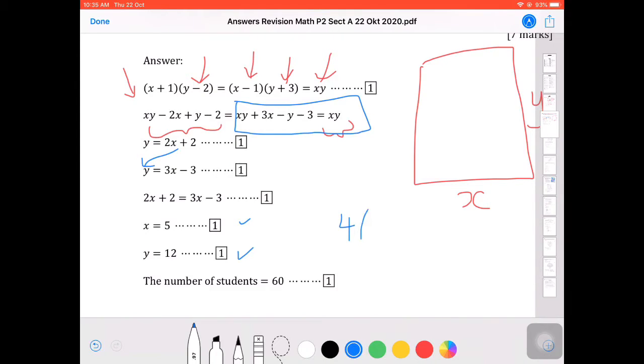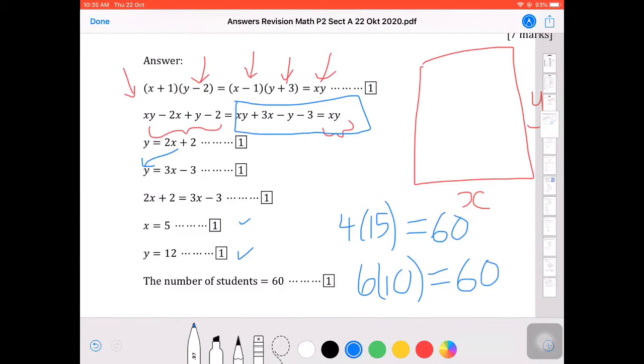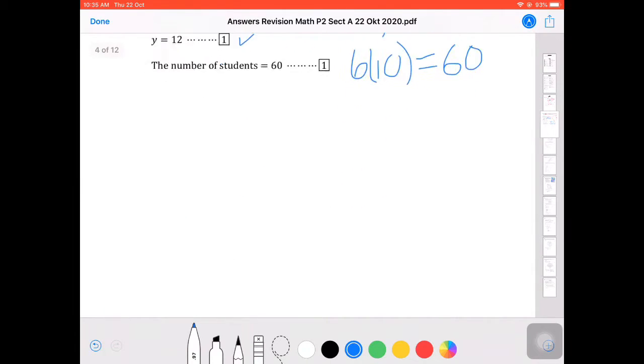If you test the value, x minus 1 will be 4. y plus 3 will be 12 plus 3, which is 15. If you multiply 4 times 15, you will get 60. So this is how many students you have, 60 students. Now if you do the other way around, you have x plus 1, which is 6, and y minus 2, 12 minus 2 will be 10, and you get 60 as well. So this proves the answers are correct.